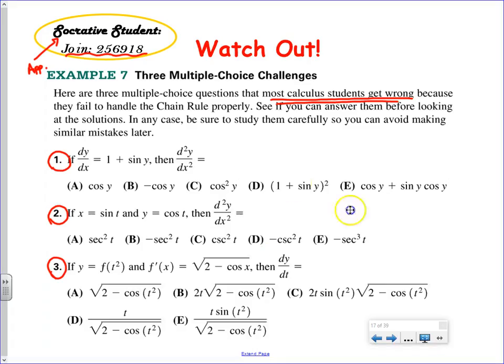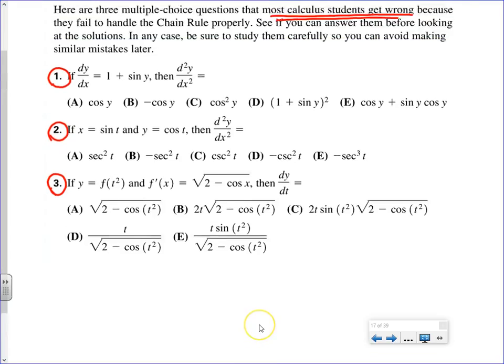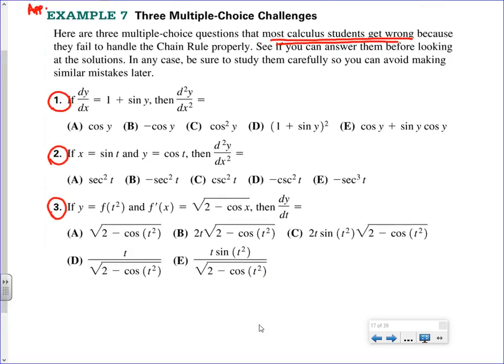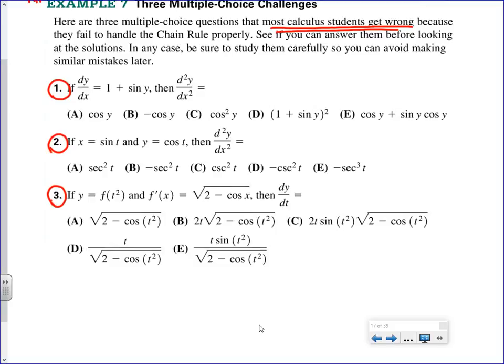Okay, so let's come back. Help me out. Number 1. Real quick, because we already solved them, the answer is E. When you want to find the second derivative implicitly, what do you do first? Derive. Well, they already gave you the derivative, so we just derive it once. So we end up with the following.